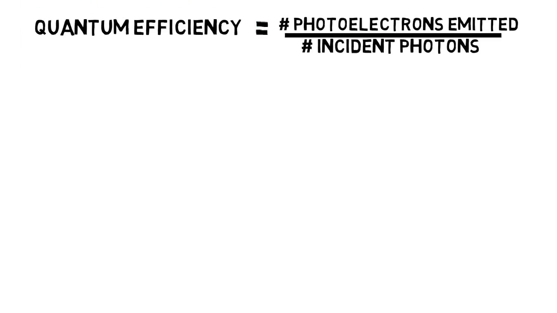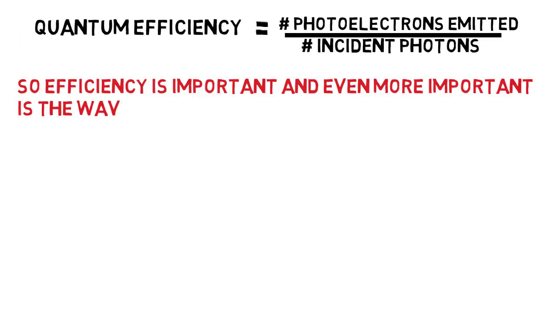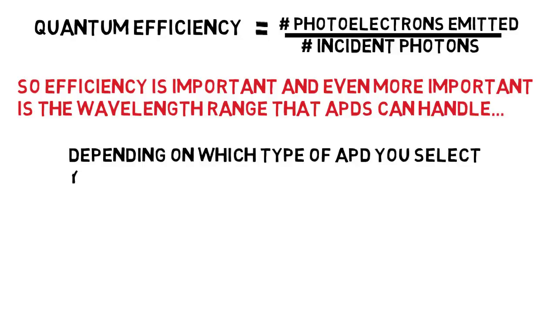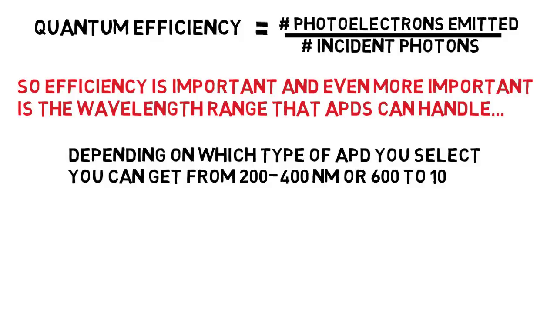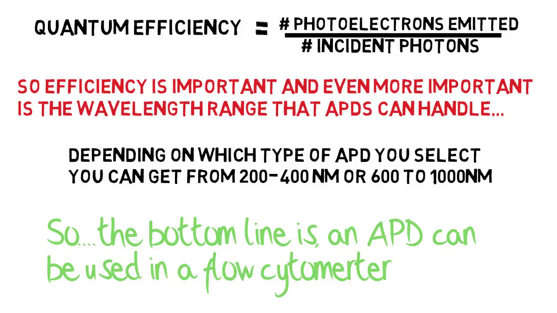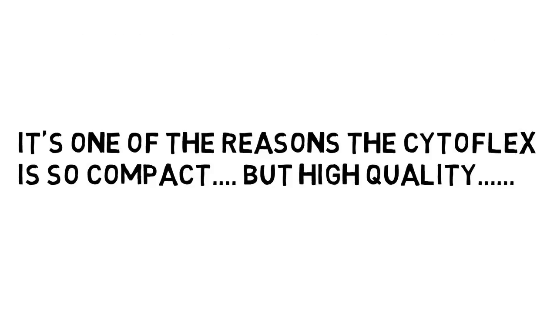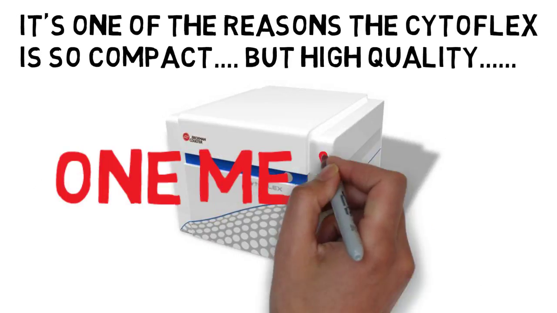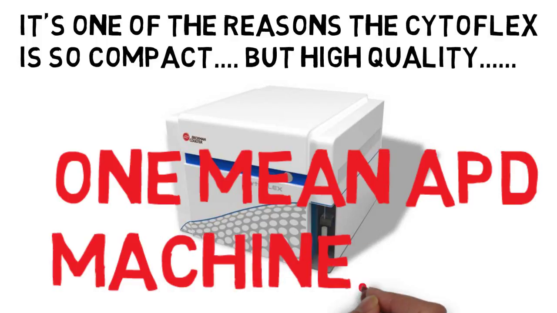So efficiency is important. Even more important is the wavelength range that the APDs can handle. This can be low, like 200 to 400 nanometers, or high up in the red at 600 to 1000 nanometers. So the bottom line is that an APD can be used in a flow cytometer after all. Properly designed, APDs can provide the same quality results as PMTs. It's one of the reasons the CytoFLEX is so compact, but high quality. One mean APD machine.